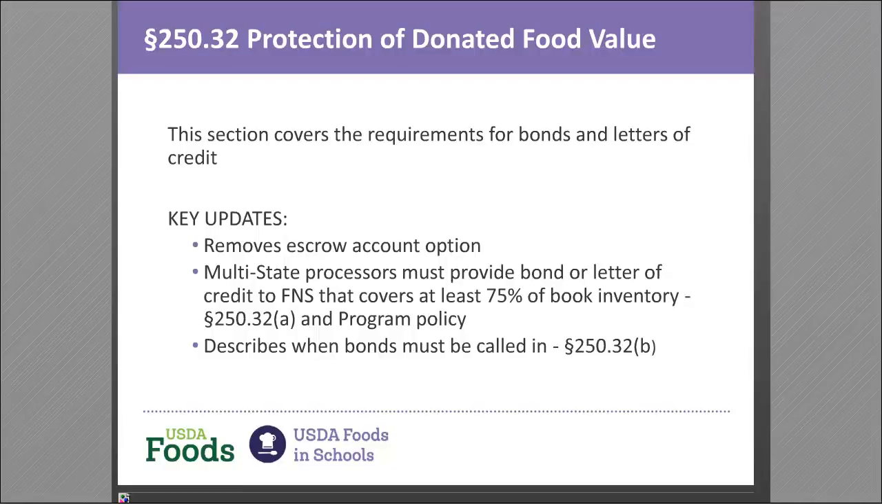250.32B describes when distributing and recipient agencies must call in performance bonds or letters of credit under in-state and recipient agency processing agreements. This section also establishes that FNS will call in performance bonds or letters of credit under the same conditions and will ensure that any monies recovered by FNS are reimbursed to distributing agencies for losses of USDA food.